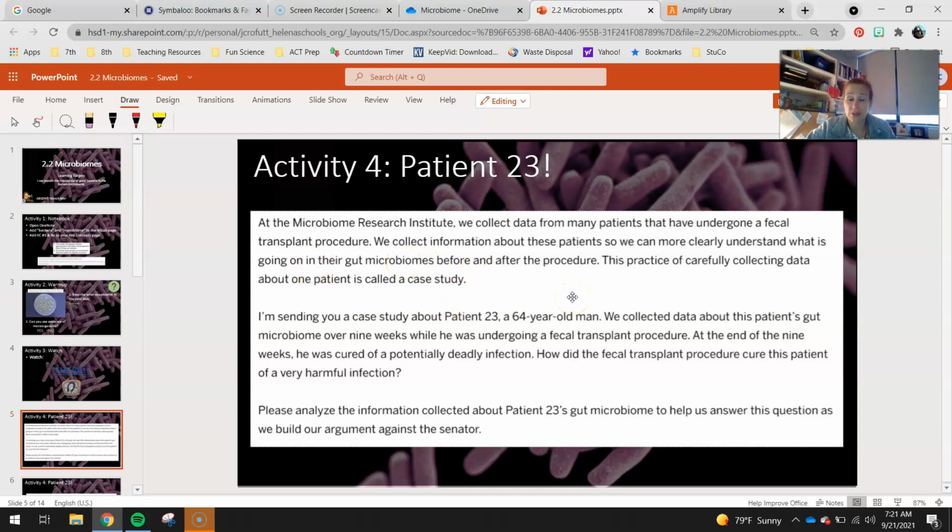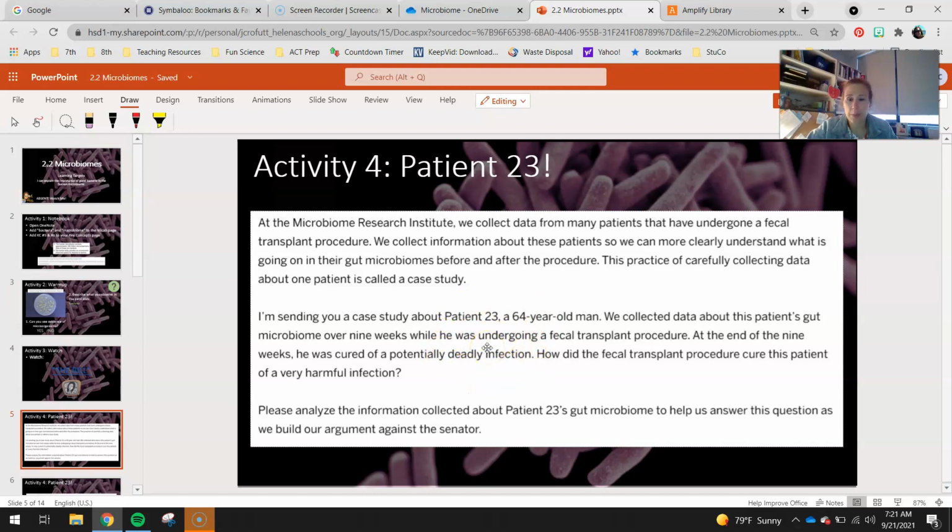This practice of carefully collecting data about one patient is called a case study. I'm sending you a case study about patient 23, a 64-year-old man. We collected data about this patient's gut microbiome over 9 weeks while he was undergoing a fecal transplant procedure. At the end of the 9 weeks, he was cured of a potentially deadly infection. That's going to be that C. difficile that we talked about in the card sort the other day.